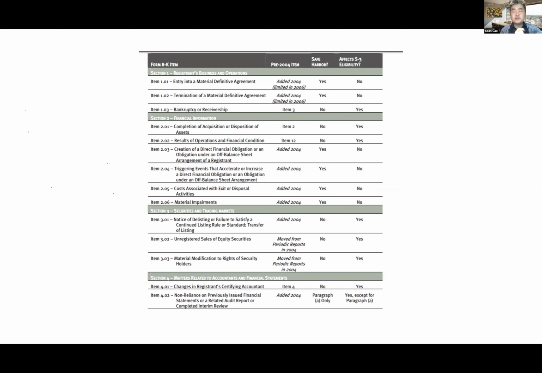And this is also changing, because before 2006 there's no item 01 or item 02. You don't have that. And before 2006, you don't have 2.03, 2.04, 2.05, 2.06. You don't have that. So what does that mean?